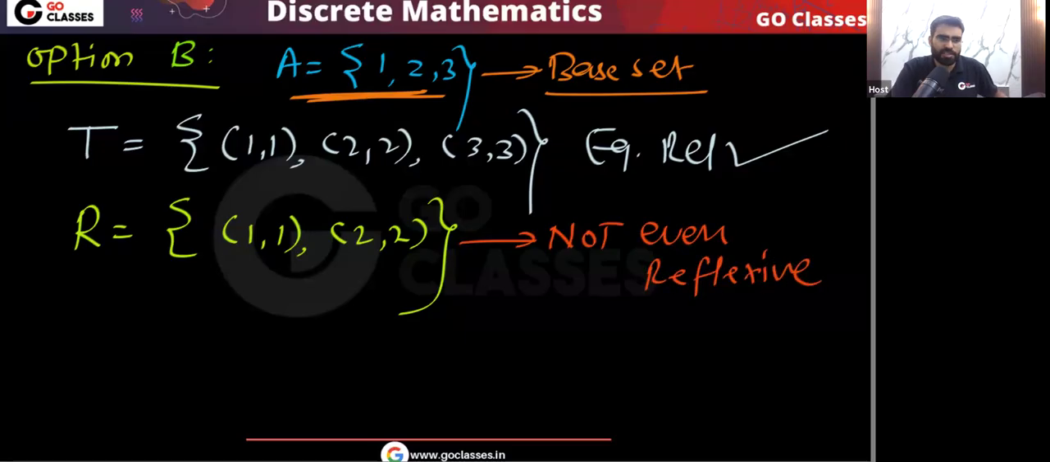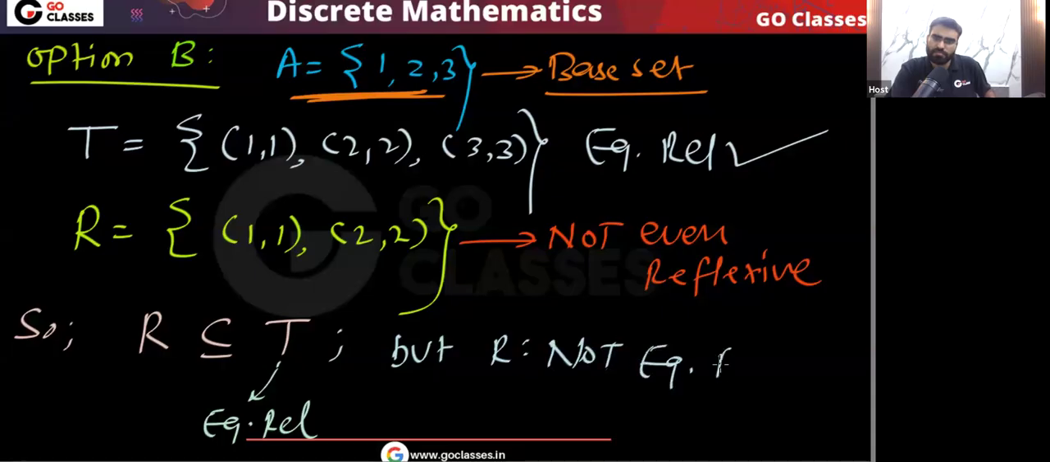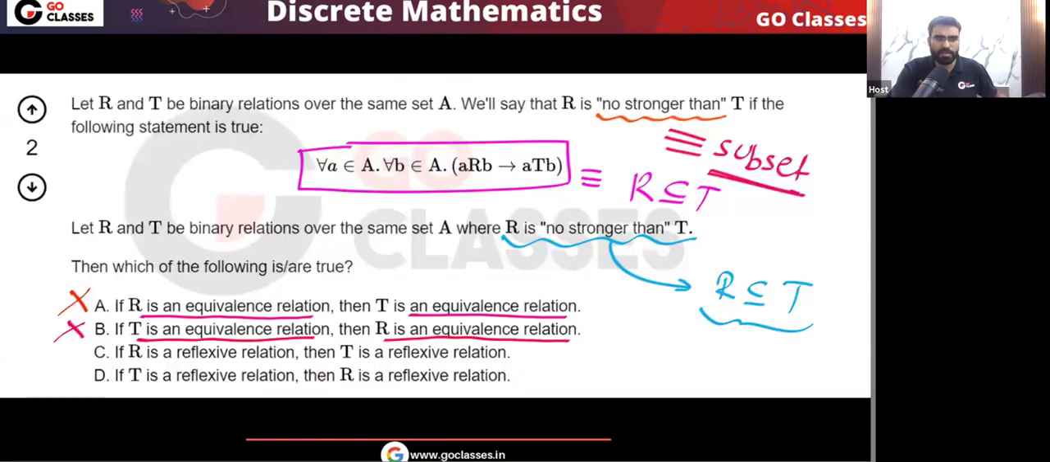This is not even reflexive because 3 is not related to 3. So remember here that R is actually a subset of T, where T is an equivalence relation, but R is not an equivalence relation. Is this clear? Please tell me. Let me know. So very simple. Remember that if T is an equivalence relation, can I say its subset will be an equivalence relation? No, I cannot say that.